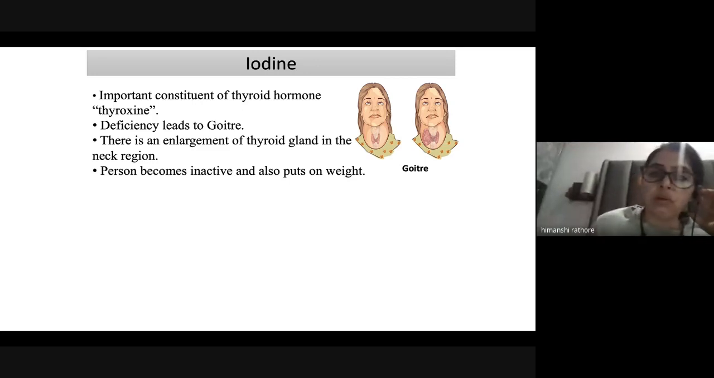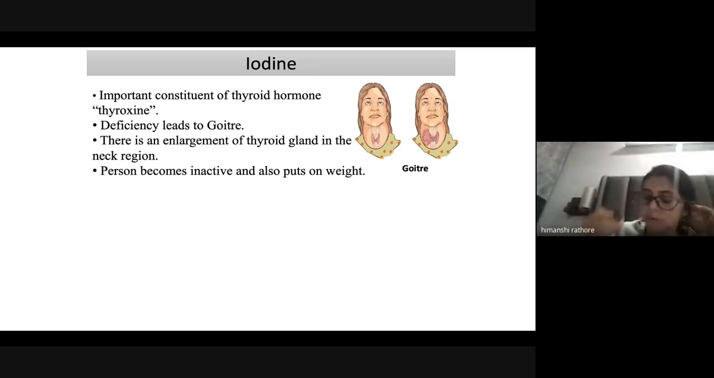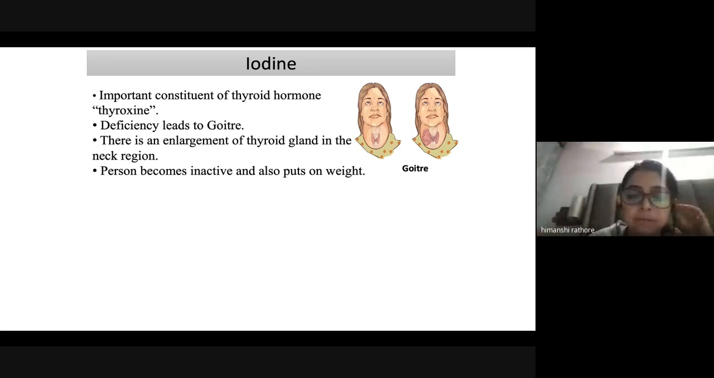Clear to all, I guess? Then how can you prevent iodine deficiency? Can anyone tell me what strategy the government has adopted to stop this deficiency? Can anyone tell me from where we can get iodine? Is there anyone who can tell me from which source we can get iodine? No one? Nobody knows about it?